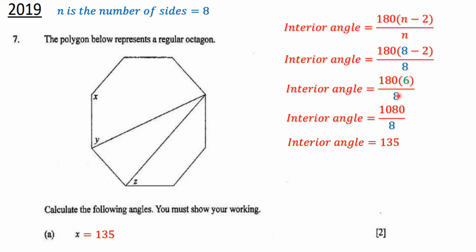And so what is 180 multiplied by 6? 180 multiplied by 6 is going to be equal to 1080. It's going to be 1080 all over 8. And so we say 1080 divided by 8. Again, 1080 divided by 8 is going to be 135 degrees. So that means that x is equal to 135 degrees, and that's the value of the interior angle inside this octagon.